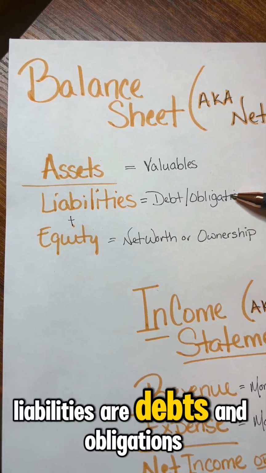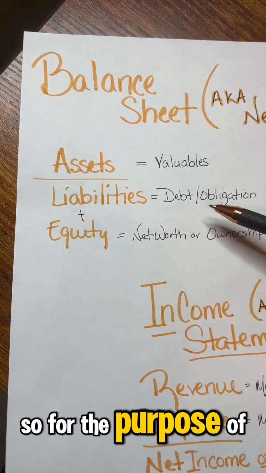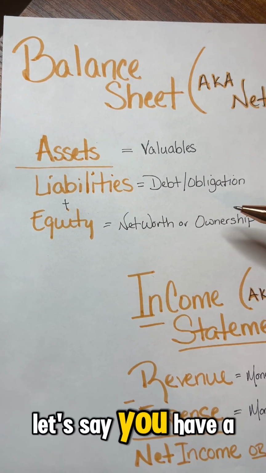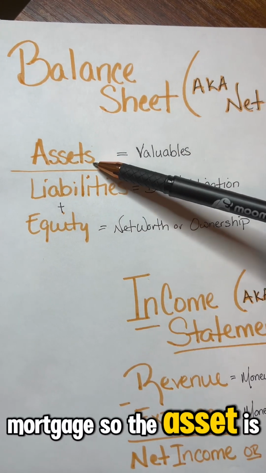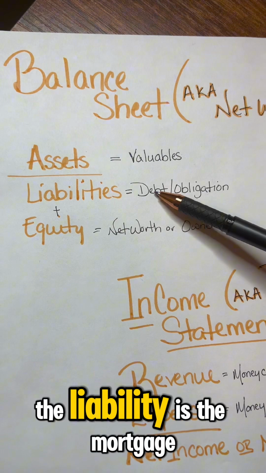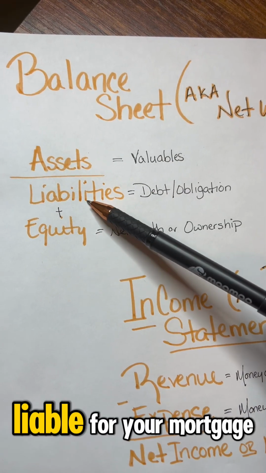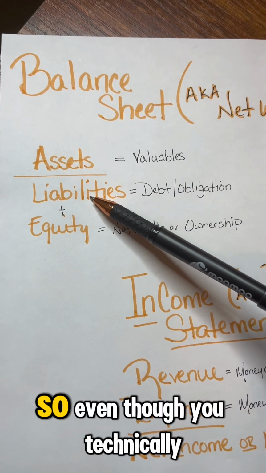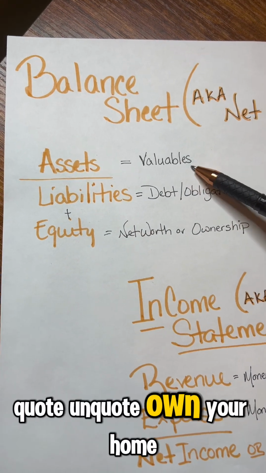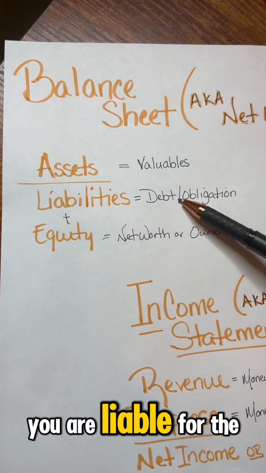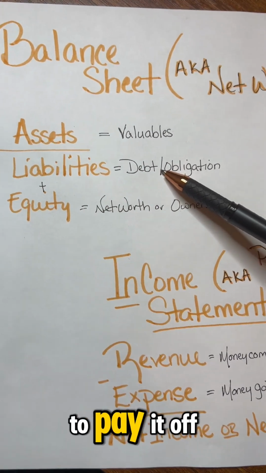Liabilities are debts and obligations. So for the purpose of this example, let's use your house. Let's say you have a mortgage. So the asset is your home. The liability is the mortgage. So you are liable for your mortgage. So even though you technically, quote unquote, own your home, you are liable to pay it off.